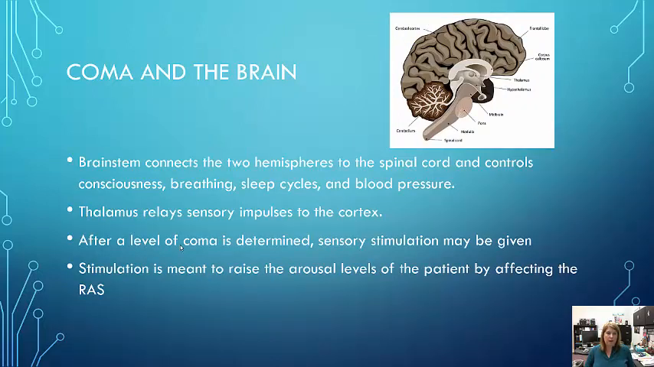All right, so the brainstem we talked about connects the two hemispheres to the spinal cord. We talked about what that is. This is the picture of the thalamus. So the thalamus is right in the middle of your brain, and the thalamus is also responsible for helping to send those signals to the cortex or the cerebrum. And so our job in coma, primarily, especially in the lower levels where it's more generalized responses, is to provide stimulation for the patient to raise their arousal levels.